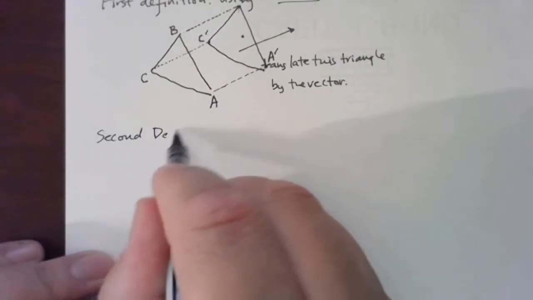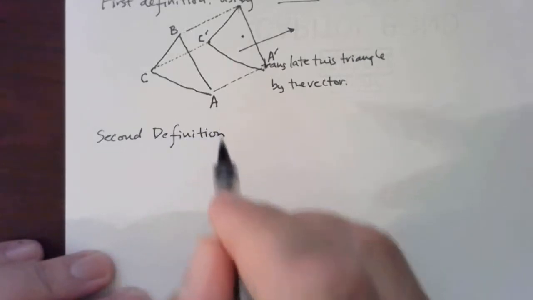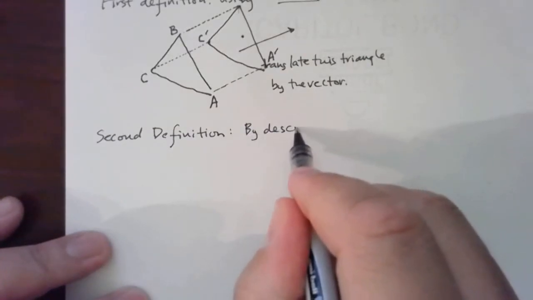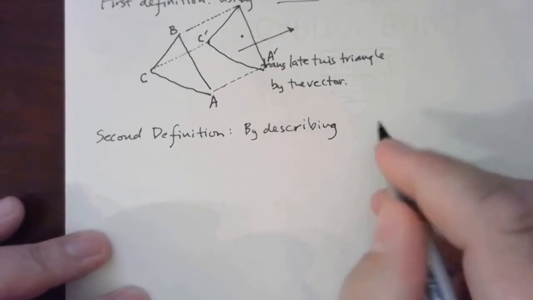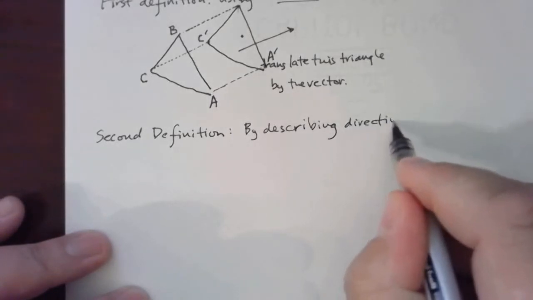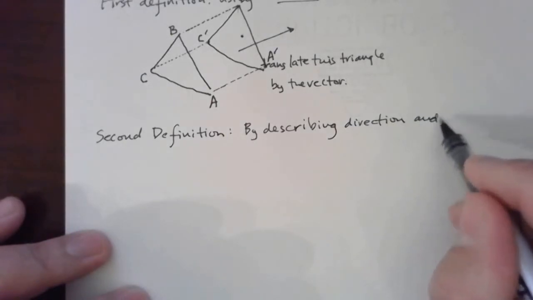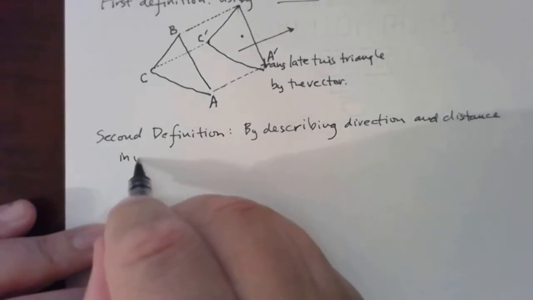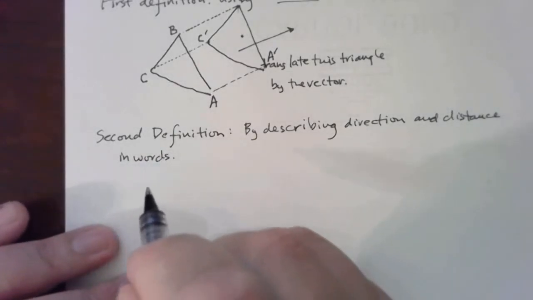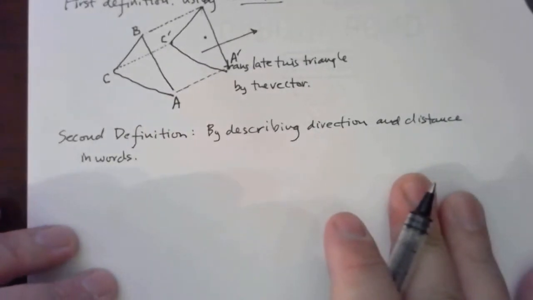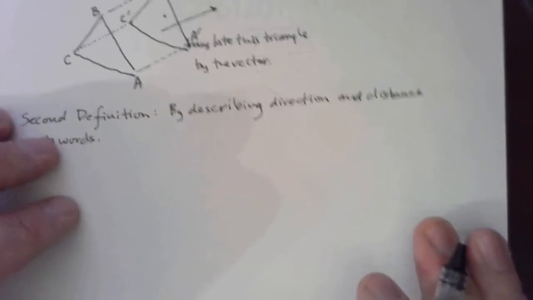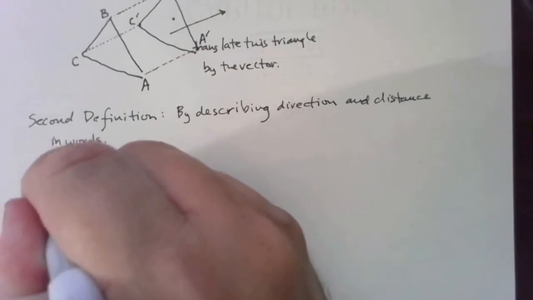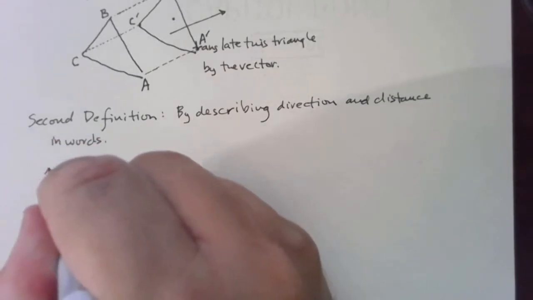The second way to define what a translation does, remember we need to define direction and we need to know distance. So one very straightforward way of defining it is simply describing direction and distance in words. Rather than by drawing an arrow, we write out a little sentence to describe direction and distance. Now distance is straightforward. You say 3 centimeters, 4 centimeters, whatever. But direction presents a problem, because how do we describe a direction? There are different ways. You could use north, south, east, west, or different things.